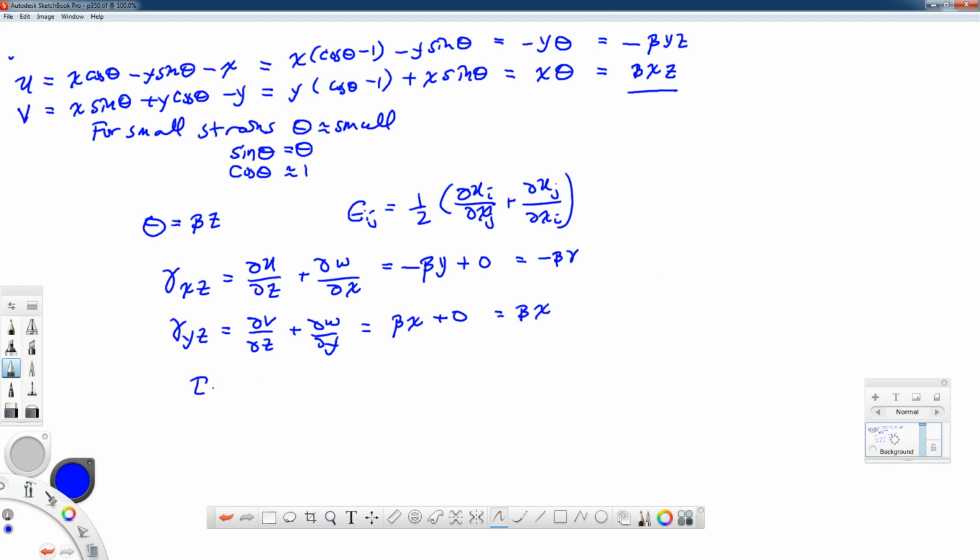By Hooke's law, tau is equal to G gamma, where G is the shear modulus. So tau xz is equal to minus G beta y, and tau yz is equal to G beta x.